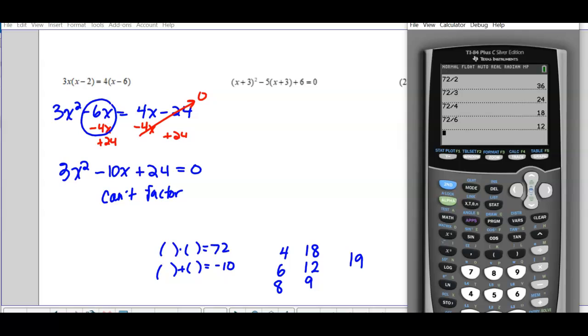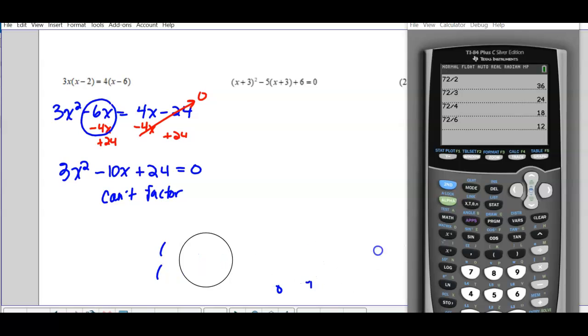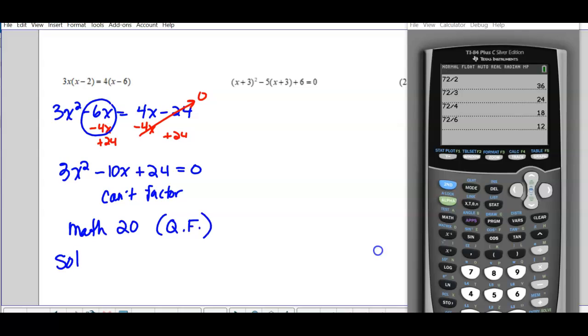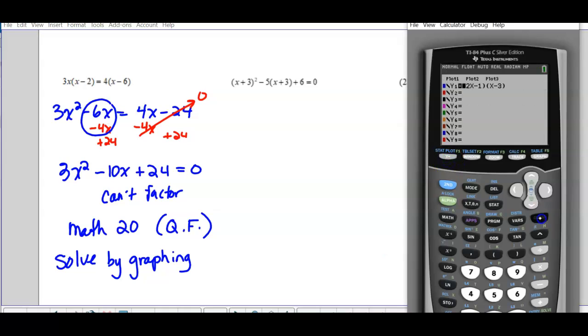Okay. So, can't factor, but when we get to math 20, maybe we can use the quadratic formula. We are going to solve by graphing right now. So if we can't factor it, get out your calculator. Let's practice. Go to y equals.